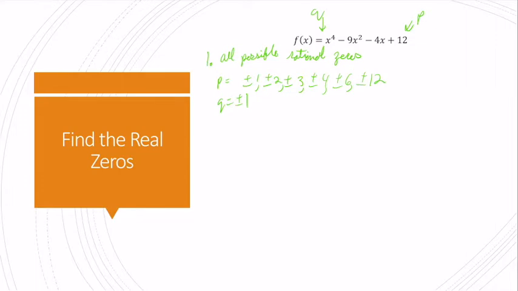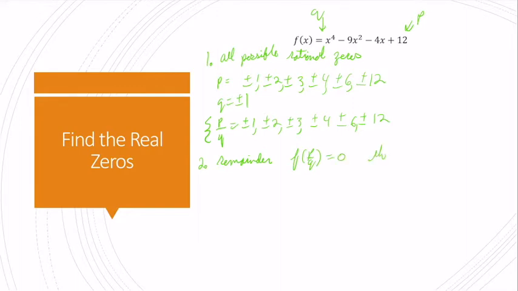So my possible rational factors, my p's over q's, are going to be plus or minus 1, plus or minus 2, plus or minus 3, plus or minus 4, plus or minus 6, plus or minus 12. Who knew 12 could have so many factors? So let's start by using the remainder theorem to find p over q such that f of p over q is 0, then x minus p over q is a factor. So let's start with 1.